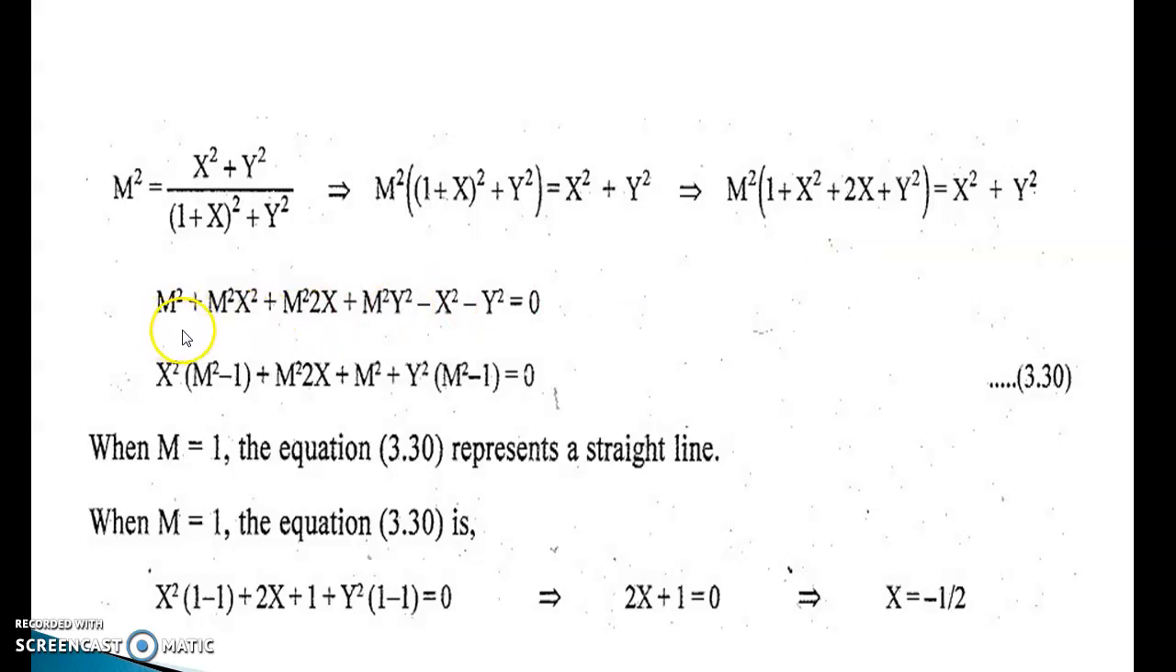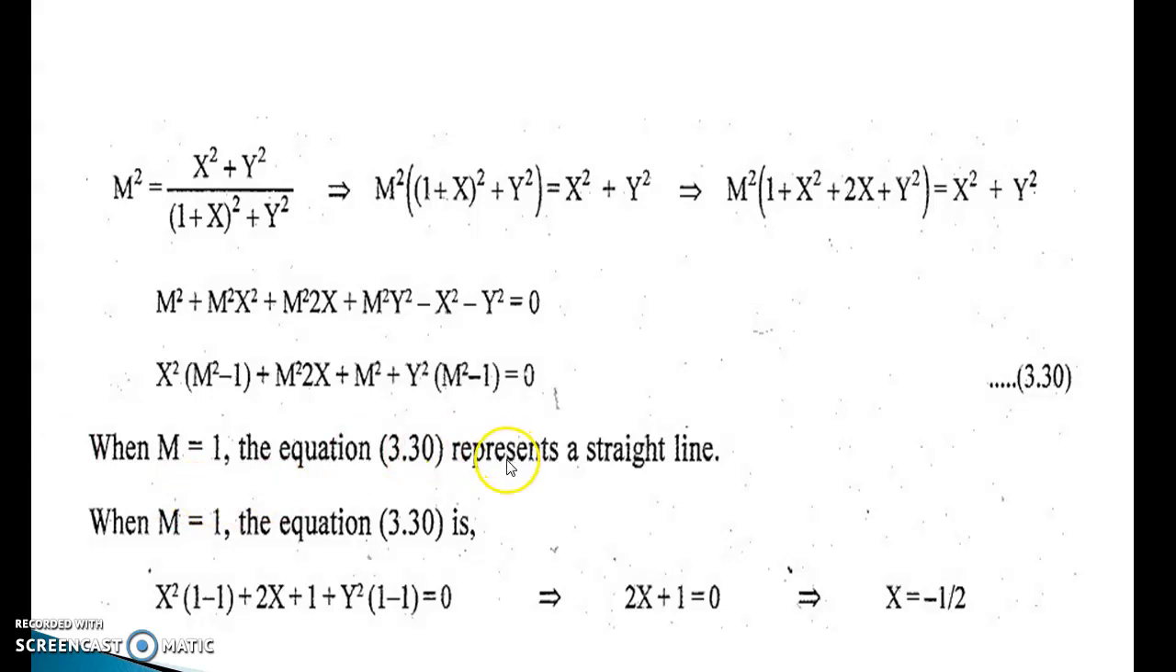That implies m square plus m square x square plus m square 2x plus m square y square minus x square minus y square is equal to 0. Take common: x square into (m square minus 1) plus m square 2x plus m square plus y square into (m square minus 1) is equal to 0.